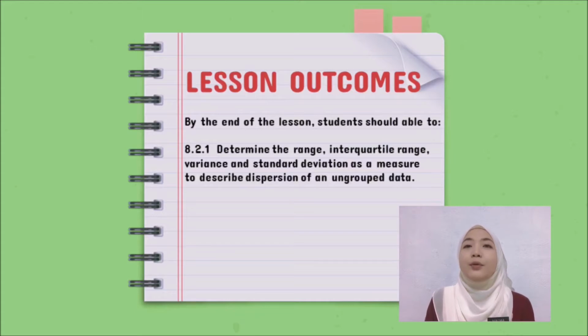Alright, before we start our lesson, I would like to share the lesson outcome for this subtopic. By the end of the lesson, students should be able to determine the range, interquartile range, variance and standard deviation as a measure to describe dispersion of an ungrouped data.